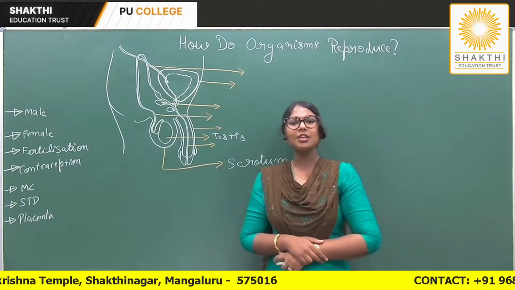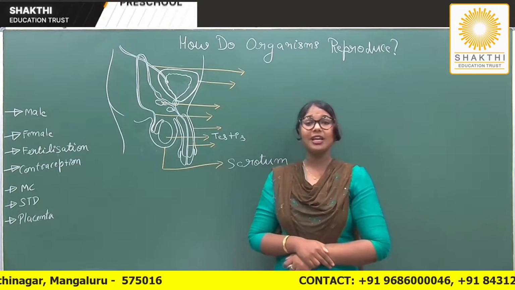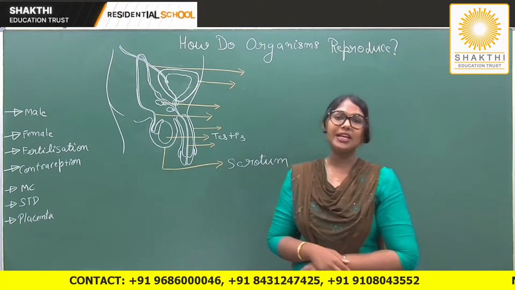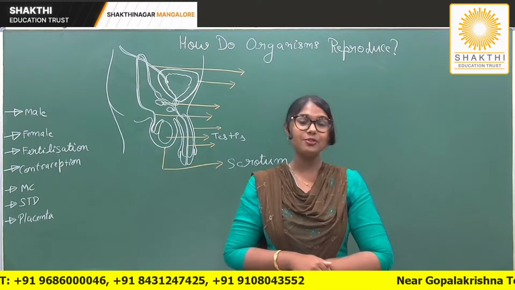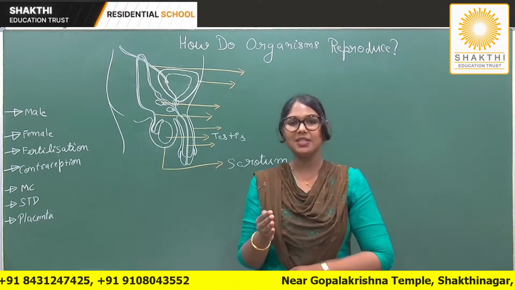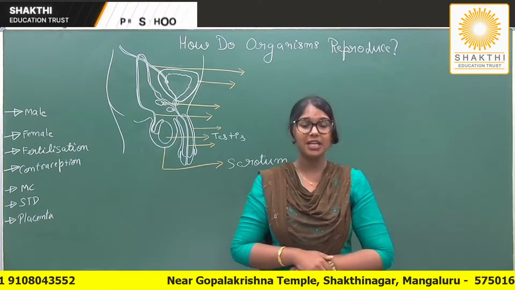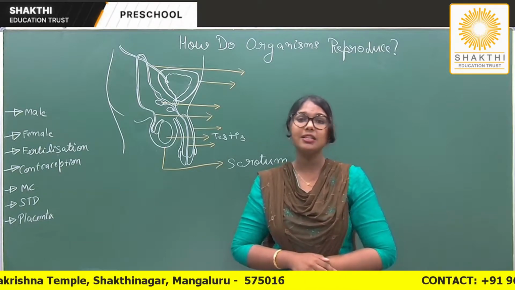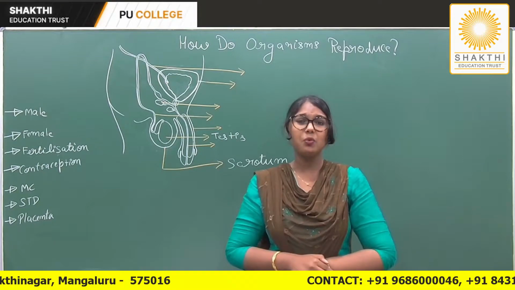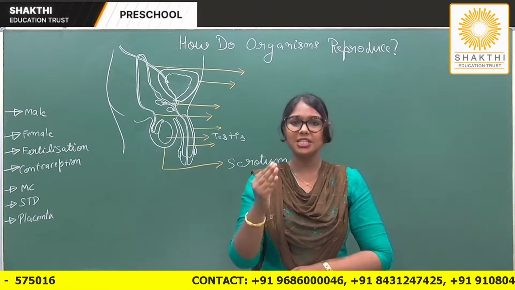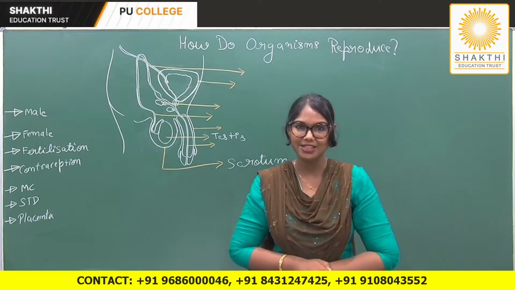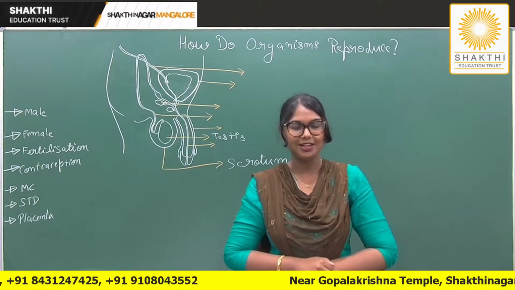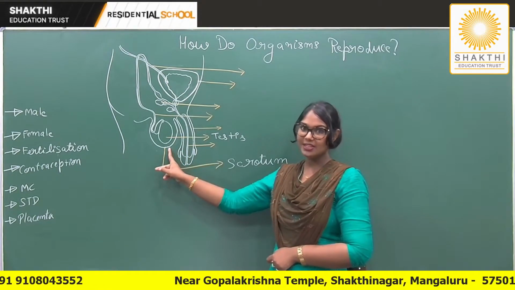Now, what is the function of the scrotum? The scrotum maintains the low temperature of the testis. You already know that the testis has a very important function of producing the sperms. Now, the production of sperms requires low temperature. If the normal body temperature is around 37 degrees Celsius, then the production of sperm requires 1 to 2 degrees Celsius lower than the normal body temperature. So that is why the sperms cannot be produced within the human body. That's why they are placed outside. This temperature maintenance job is done by the scrotum.